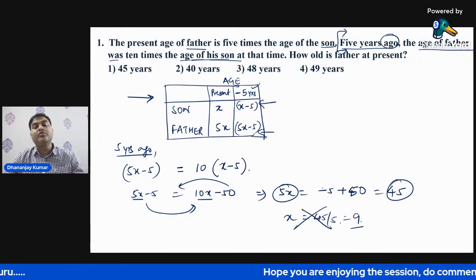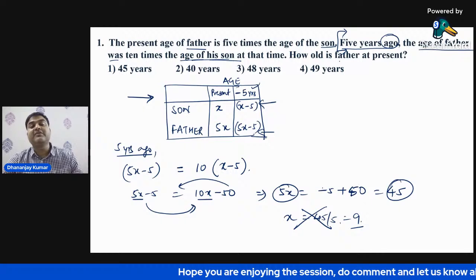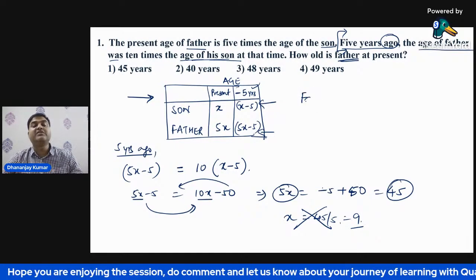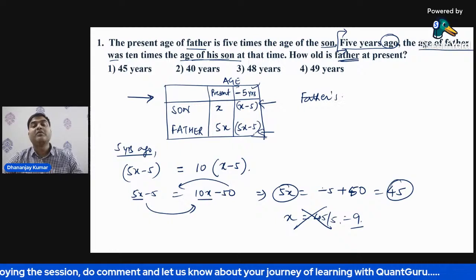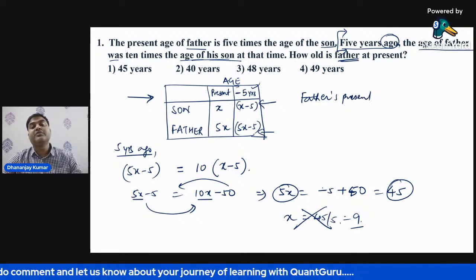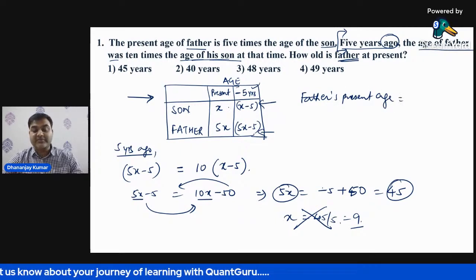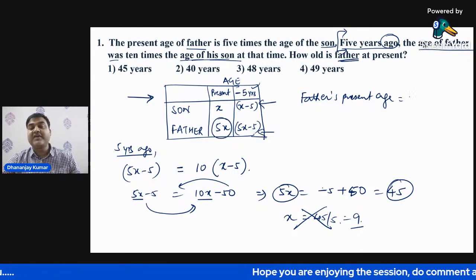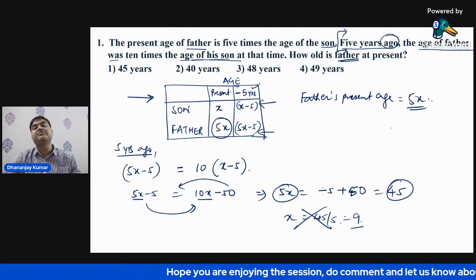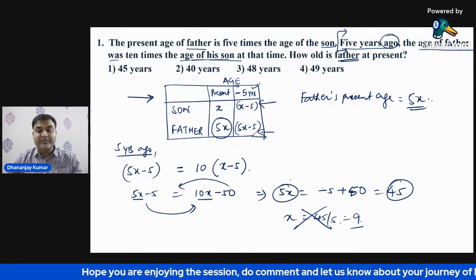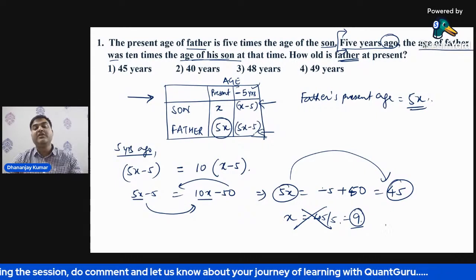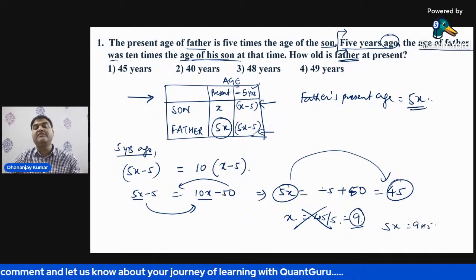I am telling you, no, read the question properly. What are they asking, what we have to find out, write down here only. What we have to find out: father's present age. What is the father's present age? Just see, father's present age is 5x. 5x is going to be the father's present age. So we have to find out this value only. If you had found the x value as 9, then again you would have written 5x is equal to 9 into 5, which is 45.